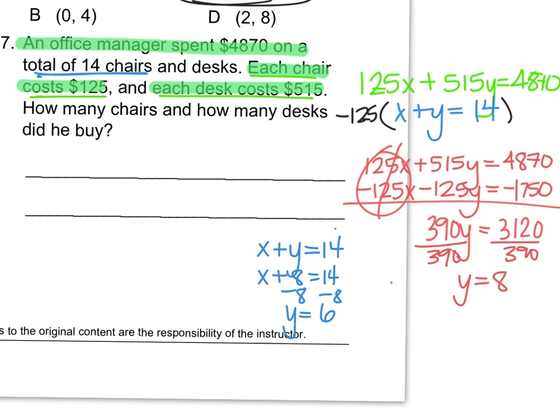And then just go back and read how many chairs and how many desks. Well, x was my chairs and y was my desks. So that means I have, oh, I miswrote that down there. That means I have 6 chairs and 8 desks.